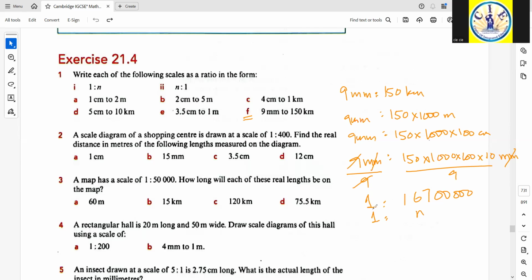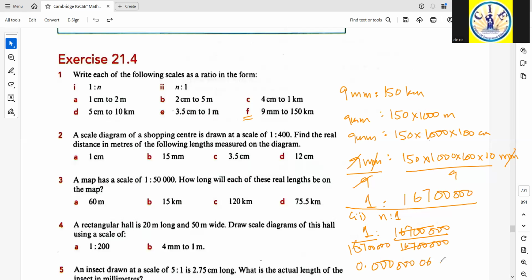Okay, now for the second part, to get it converted into n ratio 1, I need to have it 1 ratio 167,000,000 divided by 167,000,000 on both the sides. So that would give me 0.0000006 ratio 1. That's it.